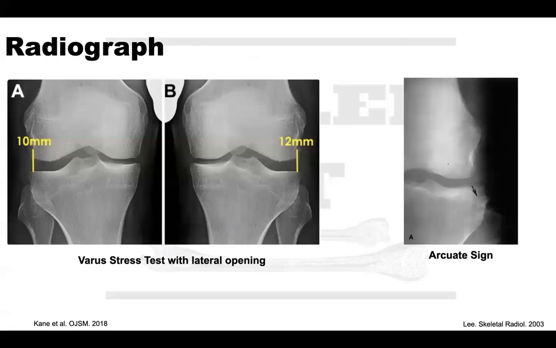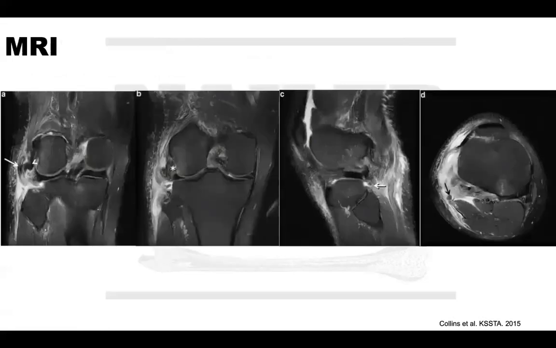In terms of radiographs, so doing the varus stress test under radiograph and then looking for lateral opening, and then the arcuate sign, just a fracture that demonstrates that there is a posterolateral corner injury. And then on MRI, same thing. We're trying to evaluate to see if we have any fractures, any soft tissue injuries here. So we're just trying to figure out where exactly we are on the MRI.